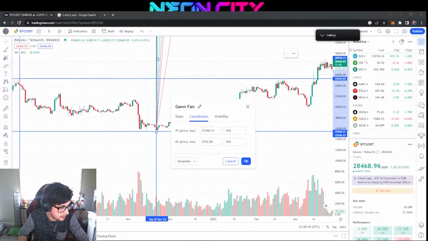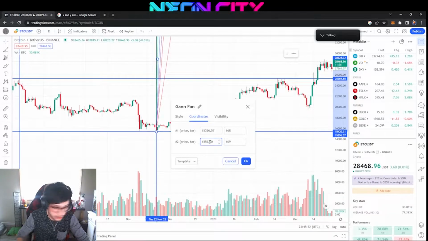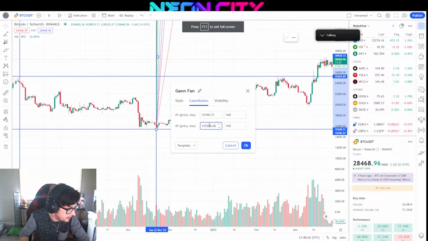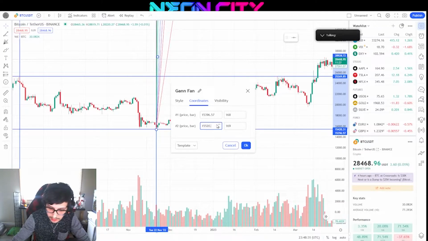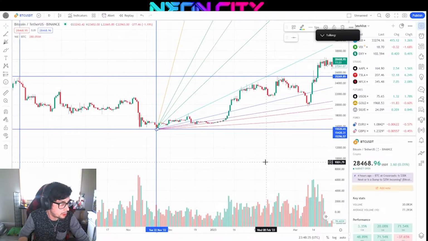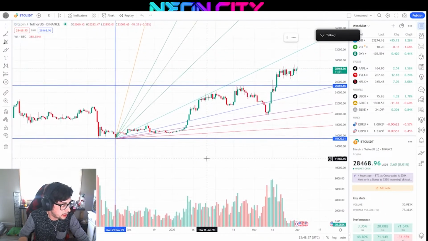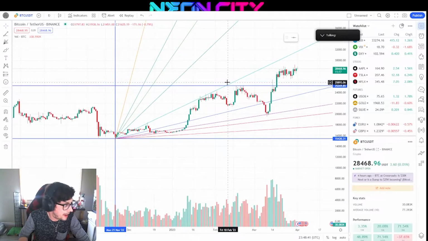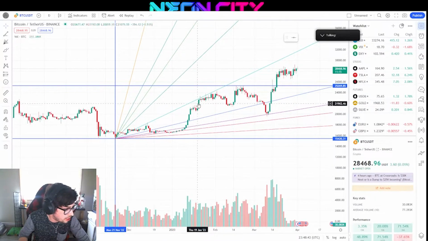1552, what was it? 20, 6, 15520. Sorry guys. 65. Press OK. Boom. Look how much more accurate the Gann fan lines are now. Look how much it respects the Gann fan.